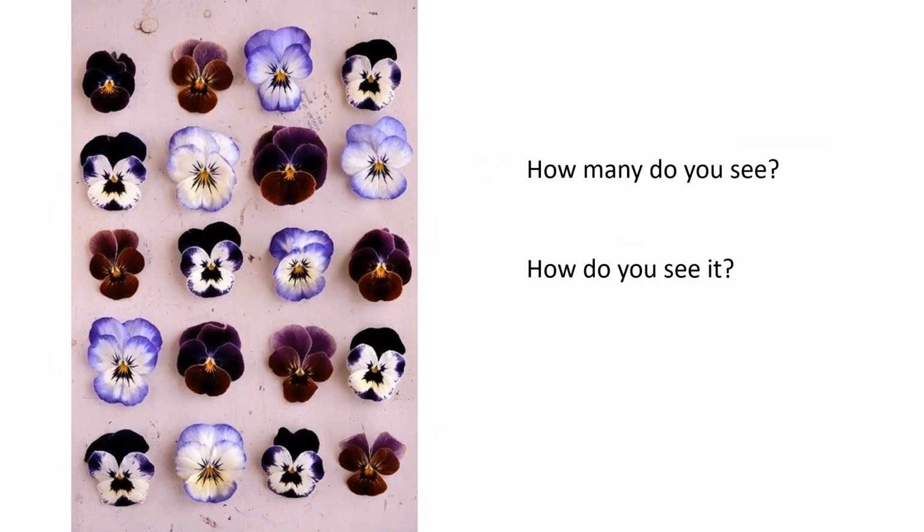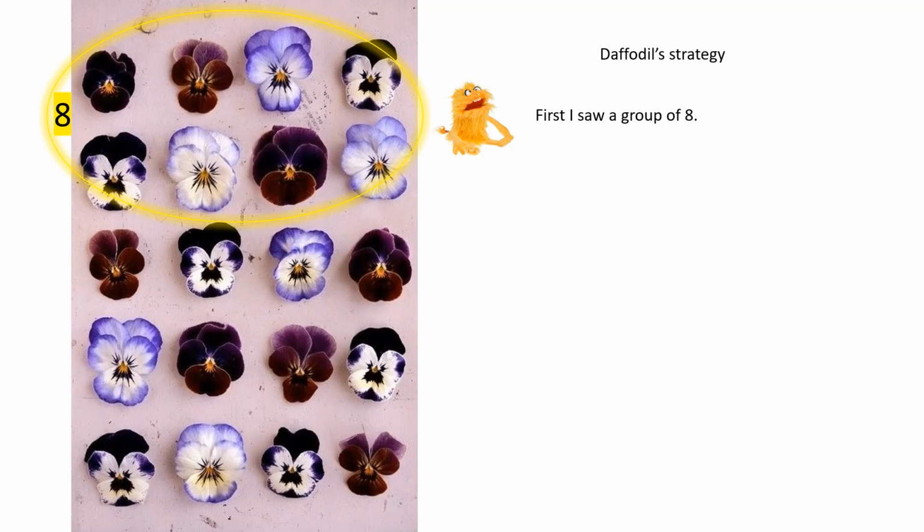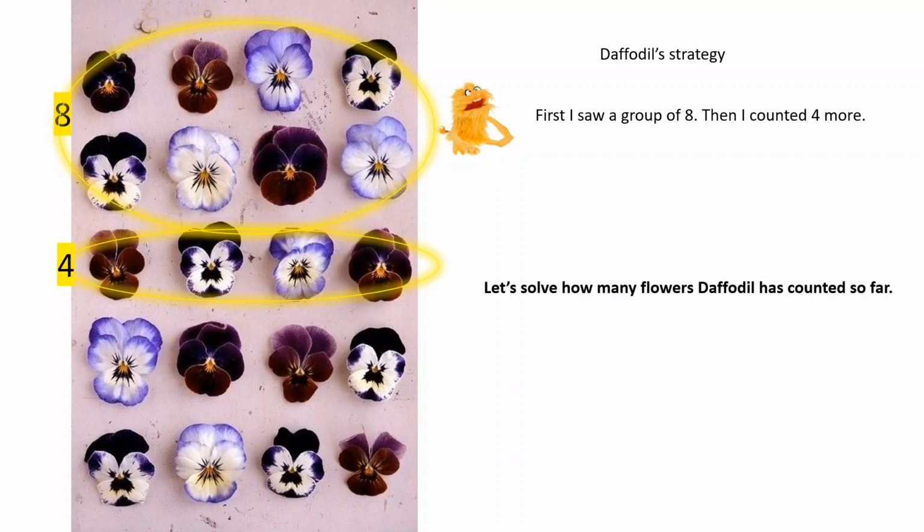How many do you see? How do you see it? Oh, thanks, Daffodil, for volunteering to share your strategy. What did you do? First, I saw a group of 8. Then I counted 4 more. Okay, Daffodil, stop right there. Let's solve what Daffodil's done so far.